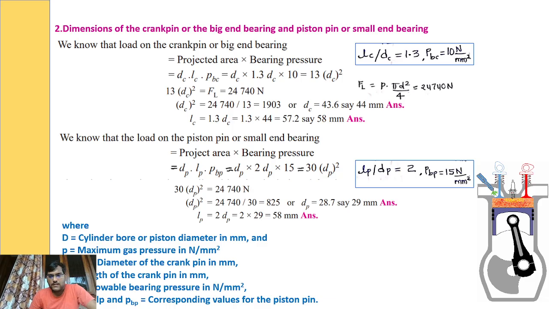Similarly, from this term, you can find the LC value. Then you can round to 58 mm. Here also 29 and 58 mm. These are the dimensions of the crank pin and the piston pin.